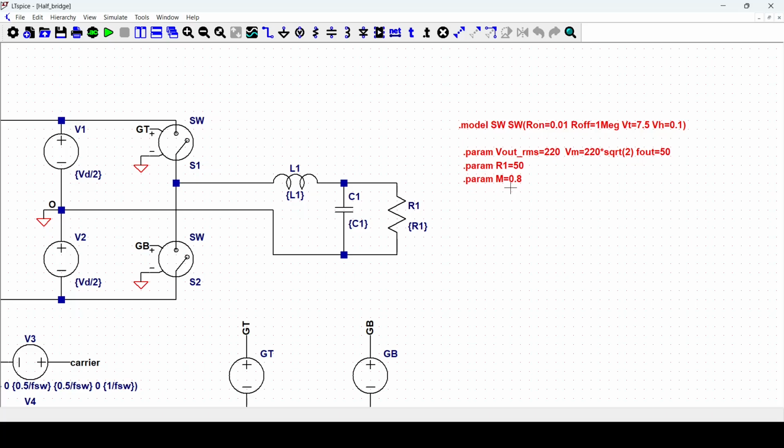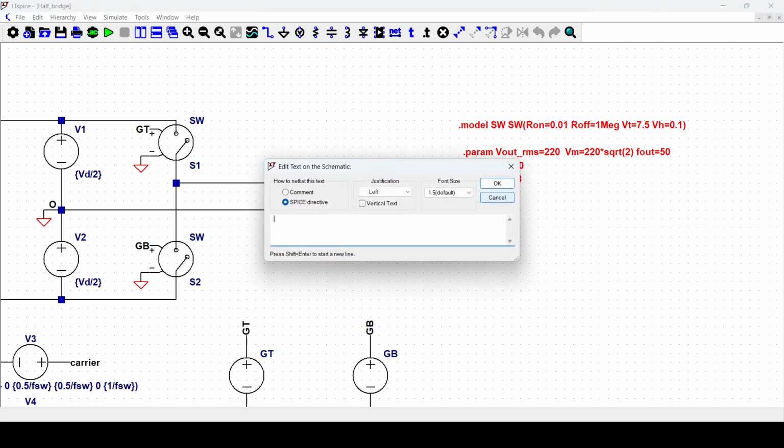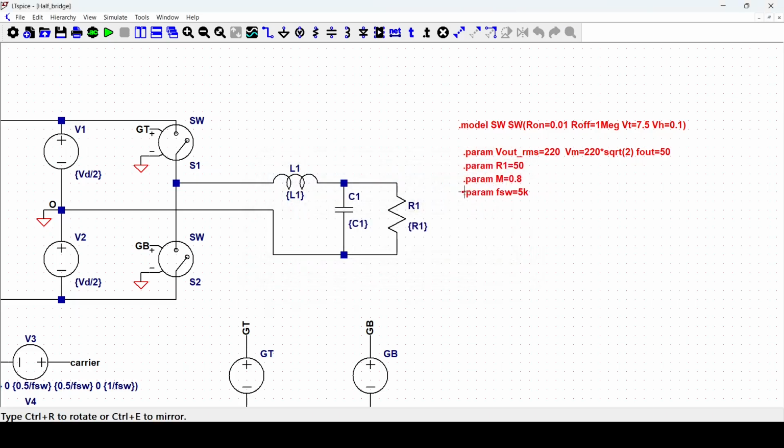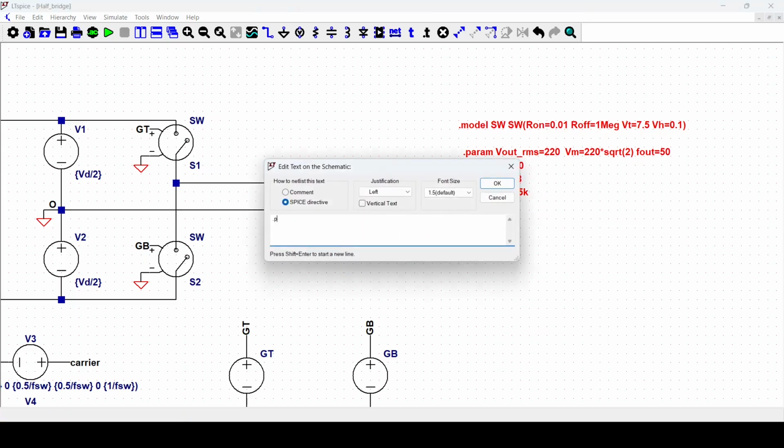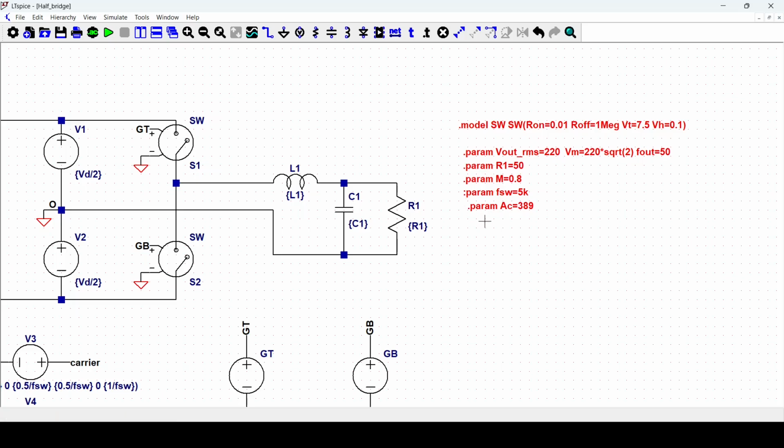So let me do the calculations, and I will add the parameters, and I will also add the switching frequency, which for this inverter will be 5000 Hz, so 5 kHz. So we've got a .param of switching frequency 5k. And then the AC amplitude of our carrier of 389 volts. So these are the parameters.